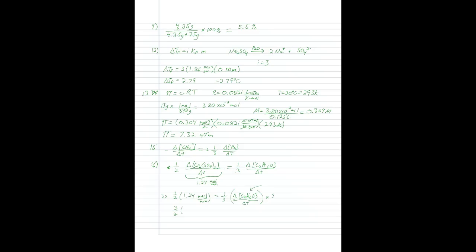So that's going to give me 3/2 times 1.24 moles per minute is equal to the change in the concentration of the C2H6O with respect to time. And when you calculate that out, you get 1.86 moles per minute.